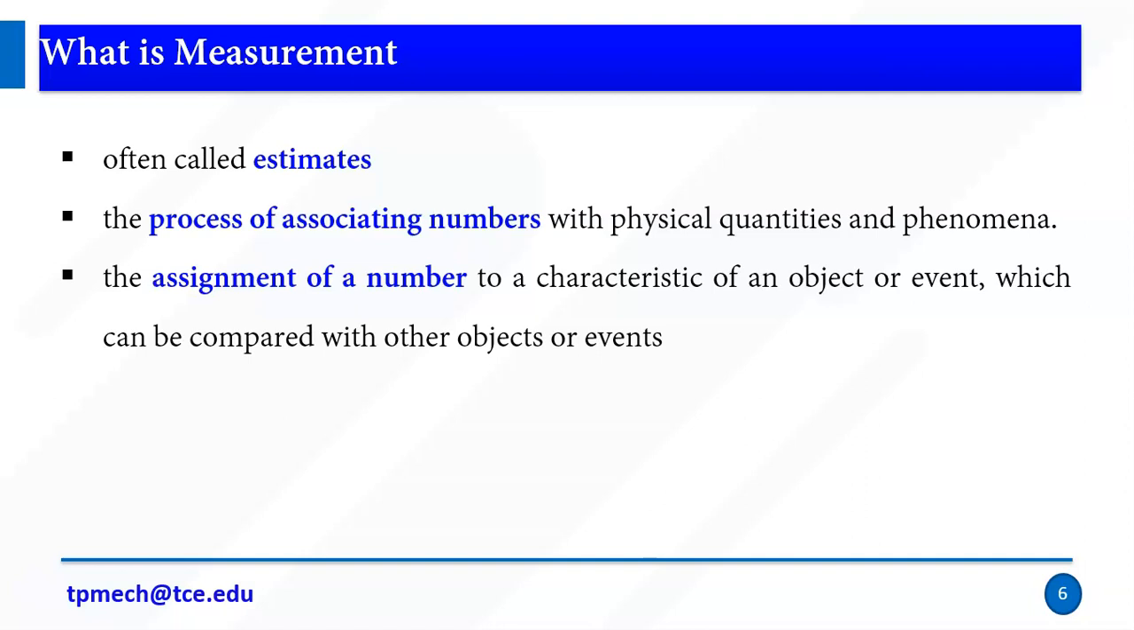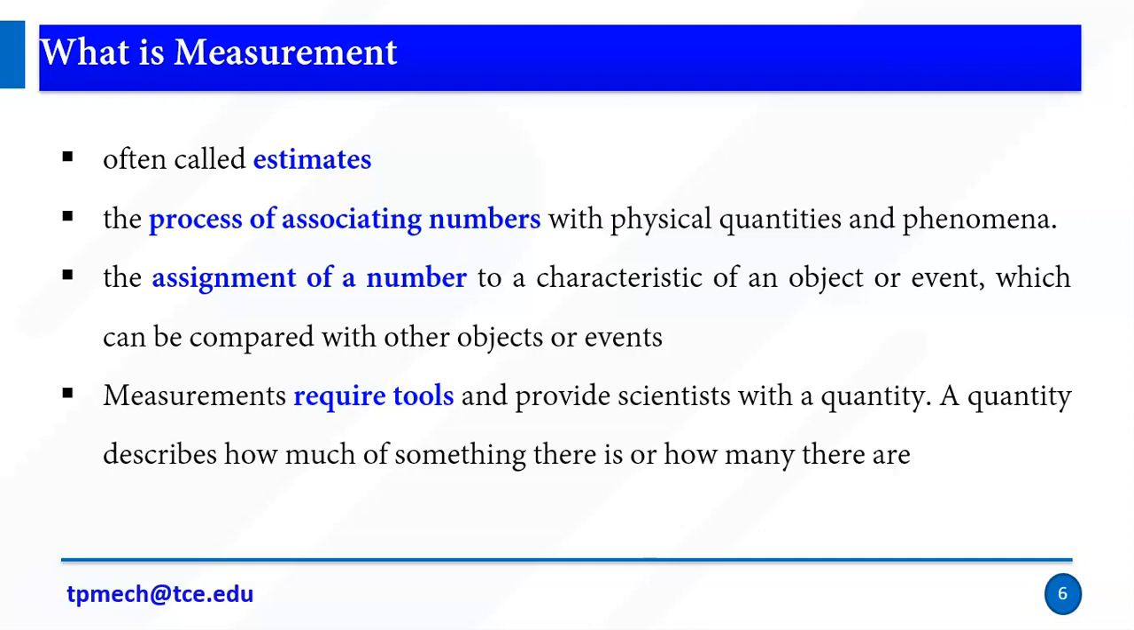The assignment of a number to a characteristic of an object or event, which can be compared with other objects or events. Again, this is a comparison. Measurement is only about comparison: comparing a known value to an unknown value. For example, you say some value 10, 5, 6; this is nothing but a comparison. There is a standard value, you compare the required value to the standard value, and the difference is what we call measurement.